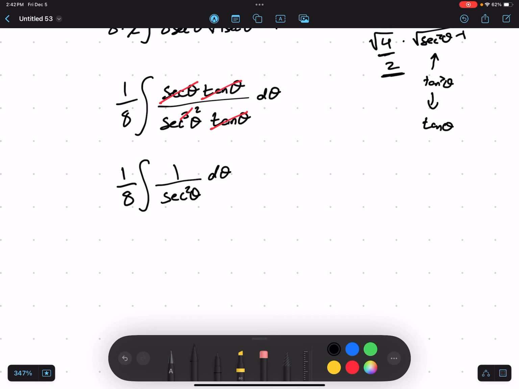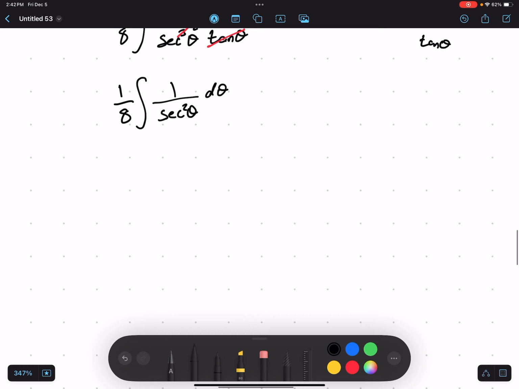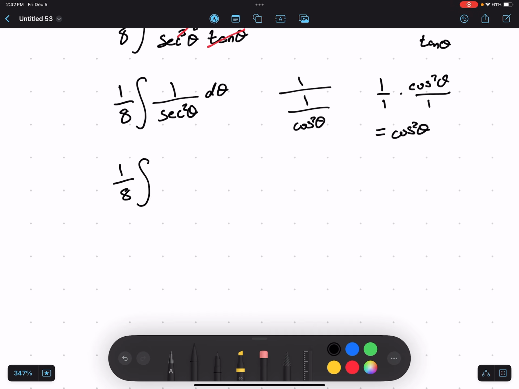Now, secant squared theta on the bottom there can also be written as 1 over cosine squared theta, which is the same as saying 1 over 1 times cosine squared theta over 1, which is just cosine squared theta. So what this can be simplified to is 1 over 8 times the integral of cosine squared theta d theta.